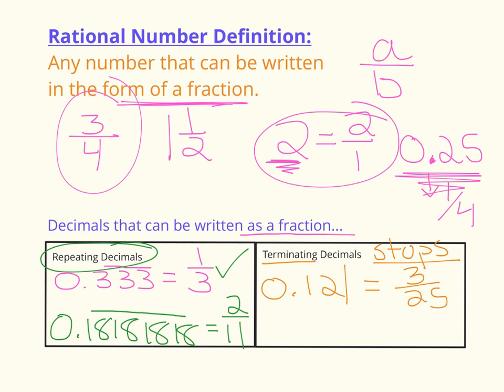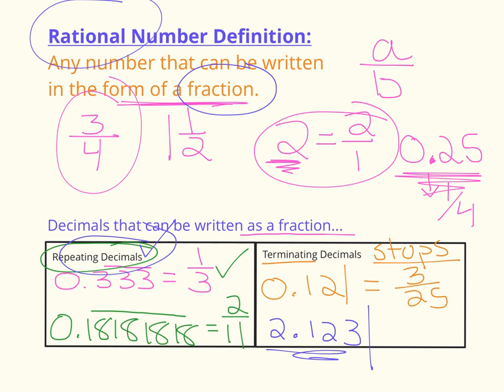Or let's see, 2.123. If that decimal stops at any point, it can always be written as a fraction. So all repeating decimals can be fractions. Therefore, all repeating decimals are rational. And then if the decimal stops at any point, it can also be written as a fraction.